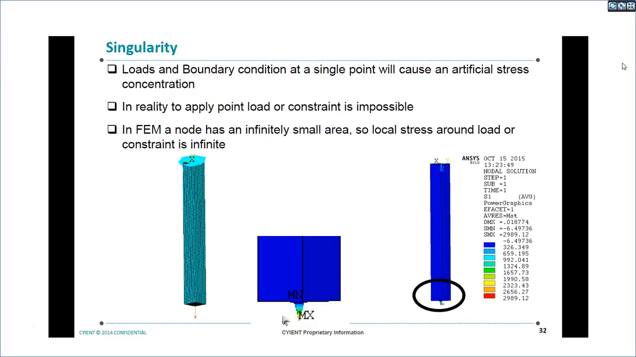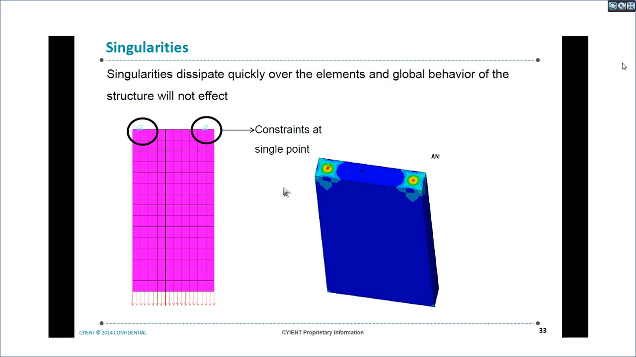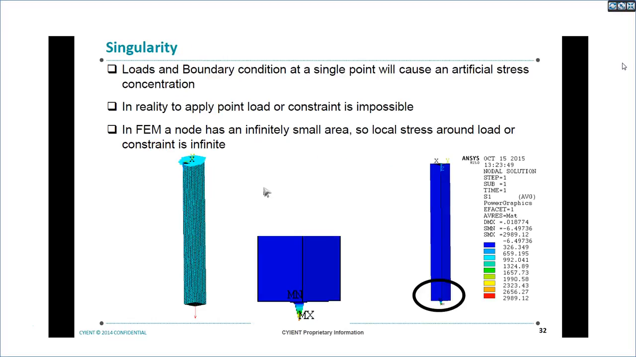I think we discussed singularities, loads and boundary conditions at a single point. We'll discuss the singularities, which is also important. Loads and boundary conditions at a single point will cause artificial stress concentration. If you see here, there is an artificial stress concentration because we applied the load only on a single node.